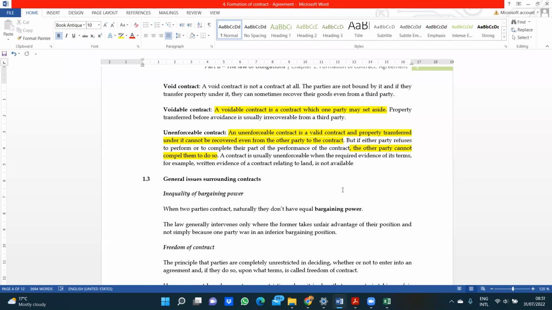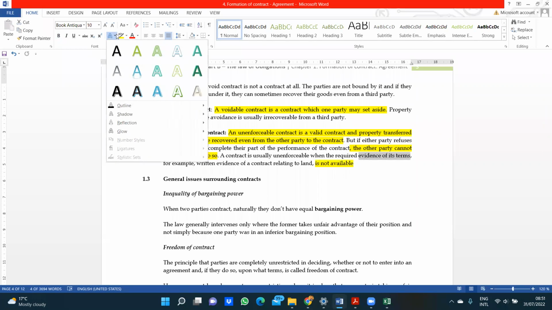This is when, again, there is misrepresentation or lack of information, or there is a lack of evidence as well. A contract is usually unenforceable when the required evidence of its terms, for example, the written evidence of a contract relating to the land, is not available. This is generally when the evidence of the contract is not available.